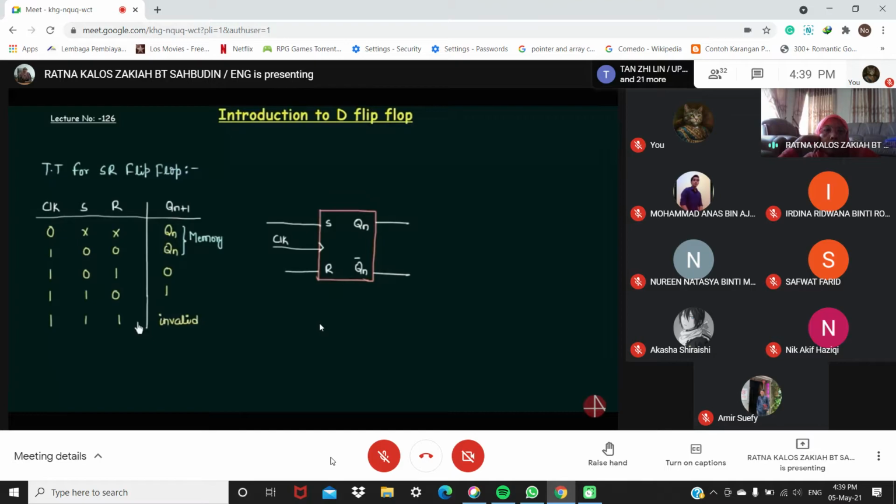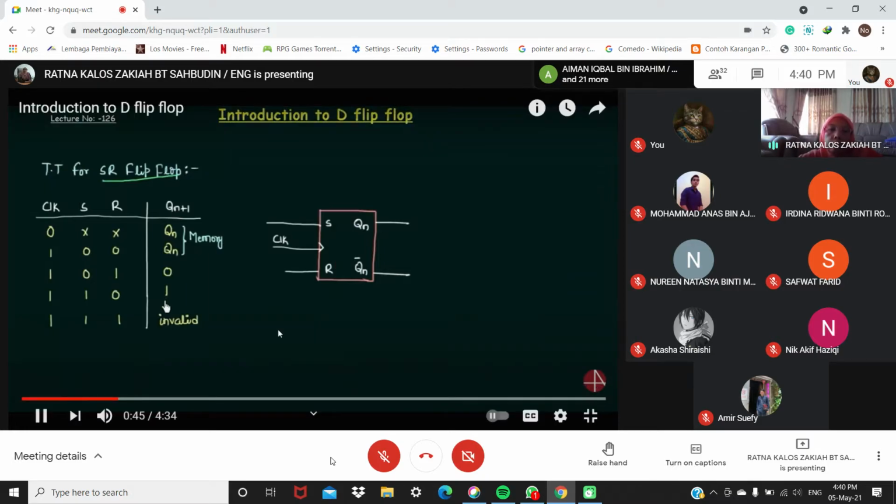Let's examine this truth table. You can see if I want to store 0, then I have to give 0 1, and if I want to store 1, then I have to give 1 0 as the input. My S will be 0, my R will be 1, then I have 0 stored in my SR flip-flop. If my S is 1, R is 0, then I have 1 stored in my SR flip-flop.